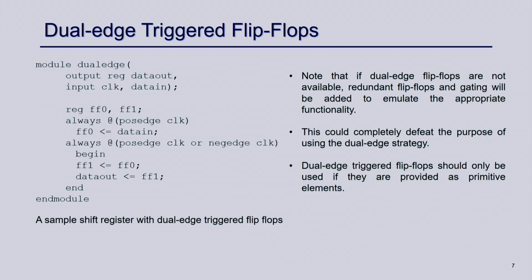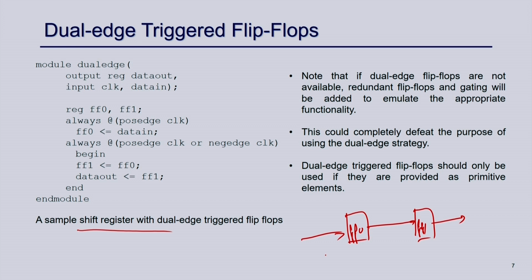Here is an example of a shift register which is using a dual edge triggered flip flop. So, what is happening here? This is a 2-bit shift register, right. There are 2 registers. This is data in, this is FF0, this is FF1, and this is just a connected line.